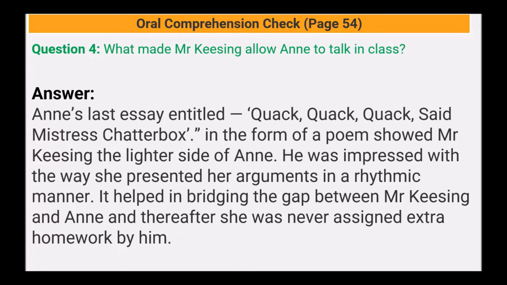What made Mr. Kinsey allow Annie to talk in class? Annie's last essay entitled "Quack, Quack, Quack, said Mistress Chatterbox" in the form of a poem showed Mr. Kinsey the lighter side of Annie. He was impressed with the way she presented her argument in a rhythmic manner. It helped in bridging the gap between Mr. Kinsey and Annie, and thereafter she was never assigned extra homework by him.